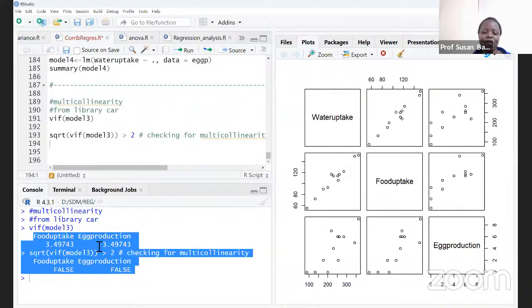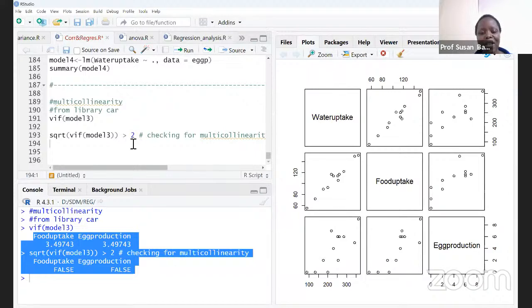What is true? What is false? True means, from the word true, it means it is right. So if that test gives you true, it means that there is collinearity. If it gives false, it means there is no collinearity. And remember that we've said the square root of that value is greater than 2. So meaning that when you square that value, we don't get anything greater than 2.